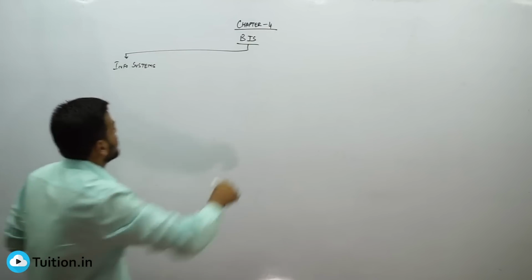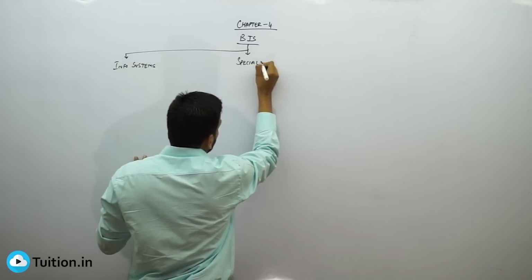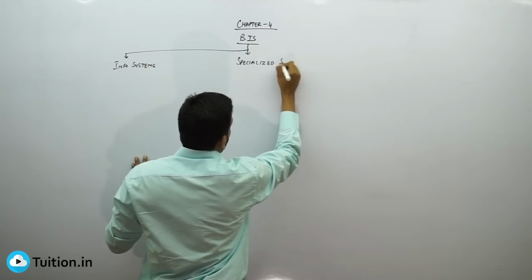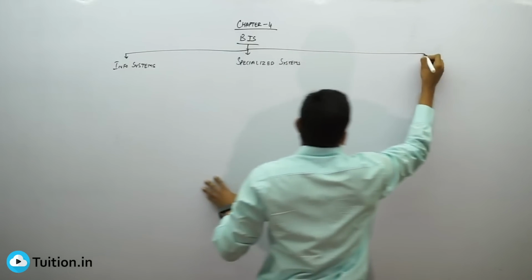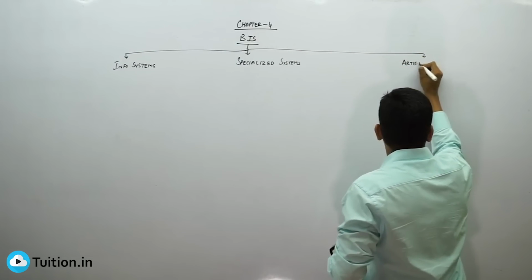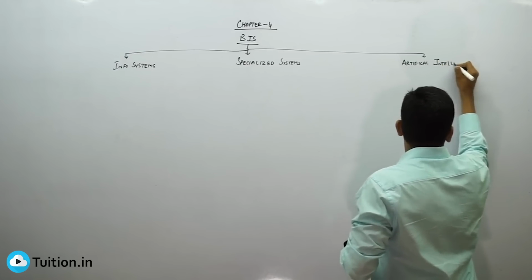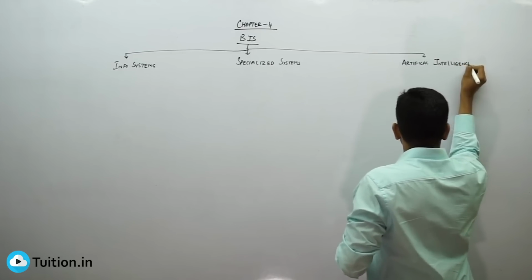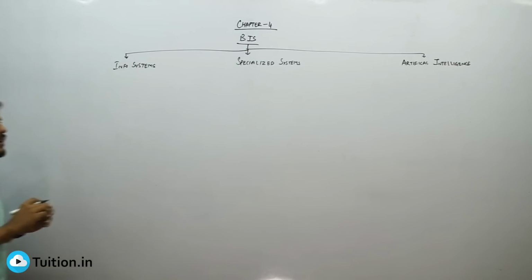We have information systems. Then we have something called specialized systems, right? Then we also have, after seeing specialized systems, artificial intelligence, the concept of artificial intelligence. Under some sub-concepts we'll see those. Another concept of information systems, we have talked about the information systems, right?